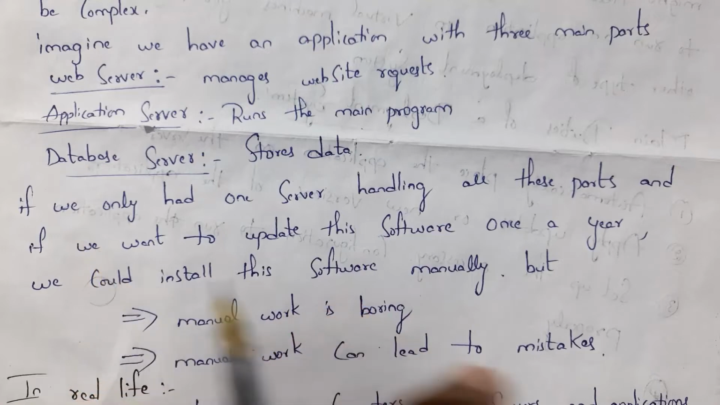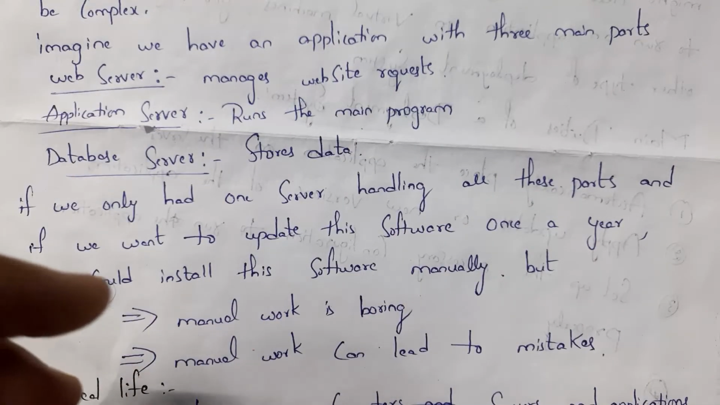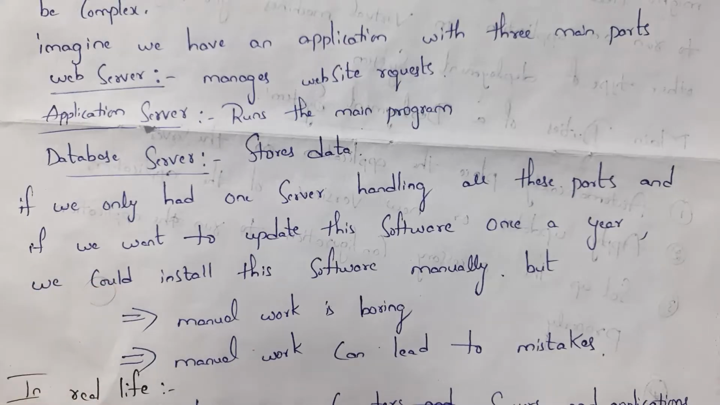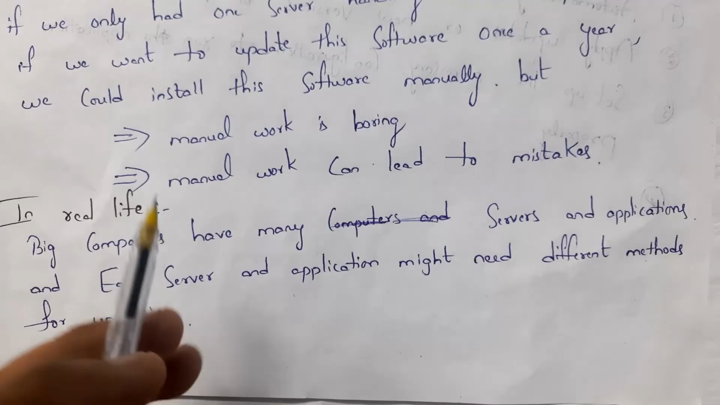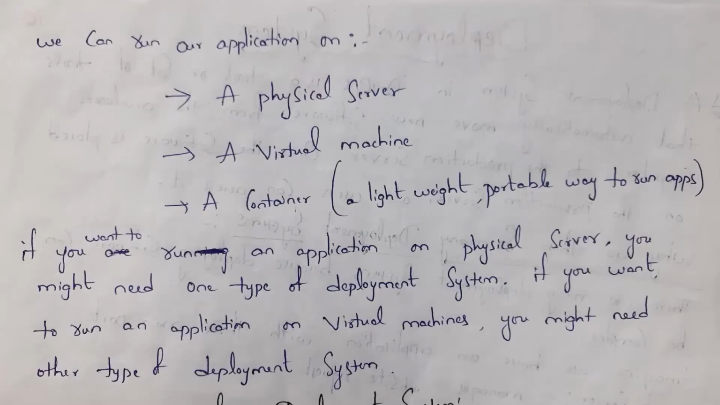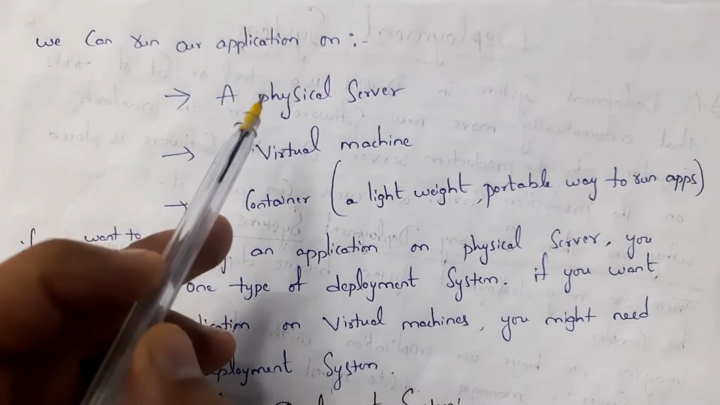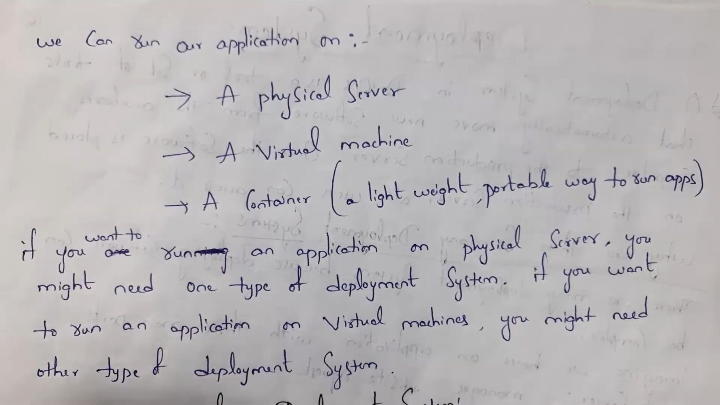Deployment systems will automatically configure our server based on software and then place that software automatically on server. Guys, in real life, in big companies, there are so many servers and applications. So we will use different kinds of methods to update servers and applications. We can run our application on physical server, or on virtual server, or also in a container.